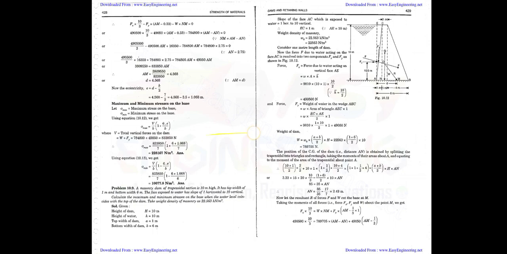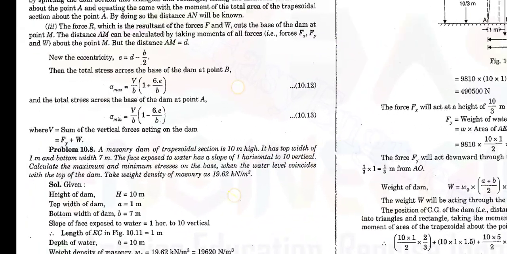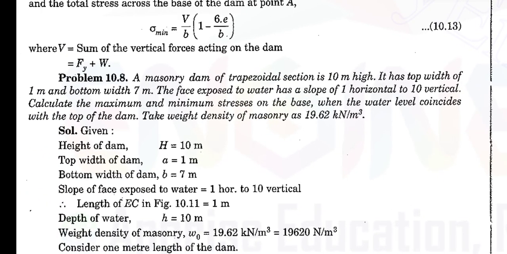So let's see another, third type of dam problem. You can see here it is a masonry dam of trapezoidal section, 10 meters high, and its top width is 1 meter and bottom width is 7 meters. The face exposed to the water has a slope of 1 horizontal to 10 vertical. Calculate the minimum and maximum stresses at the base when the water level is at the top of the dam.